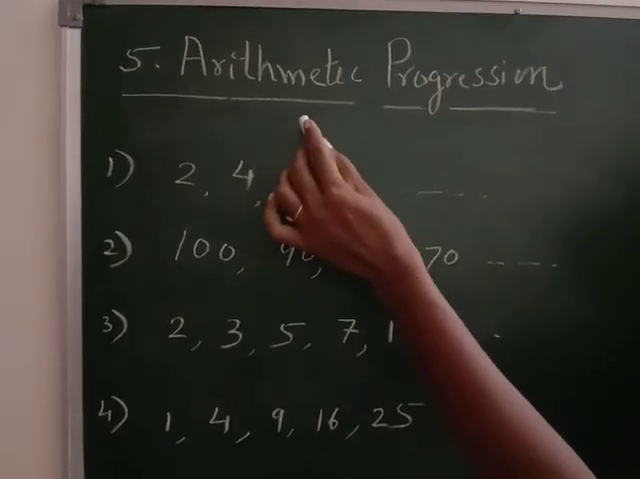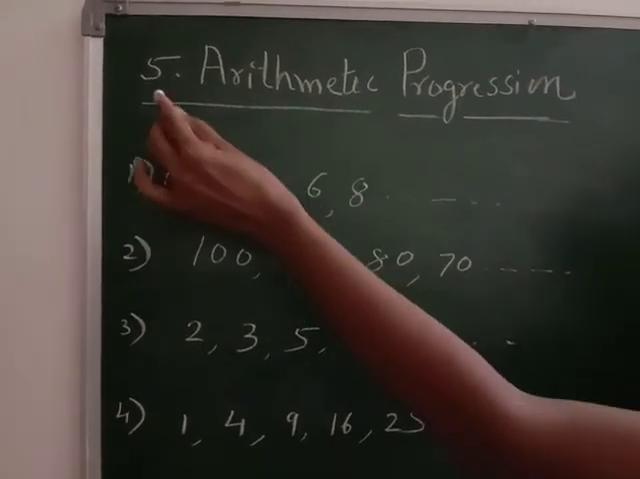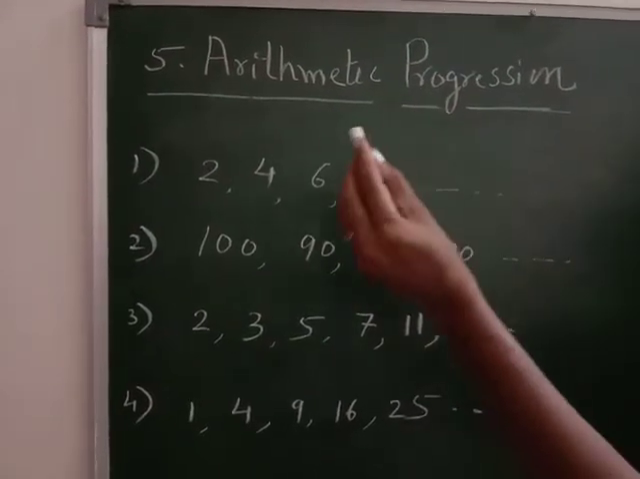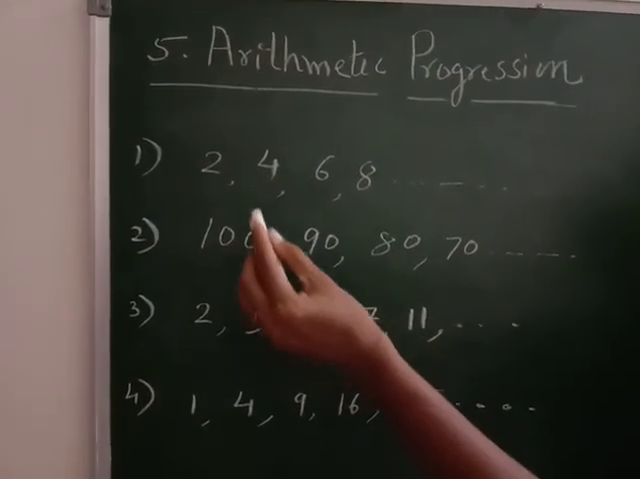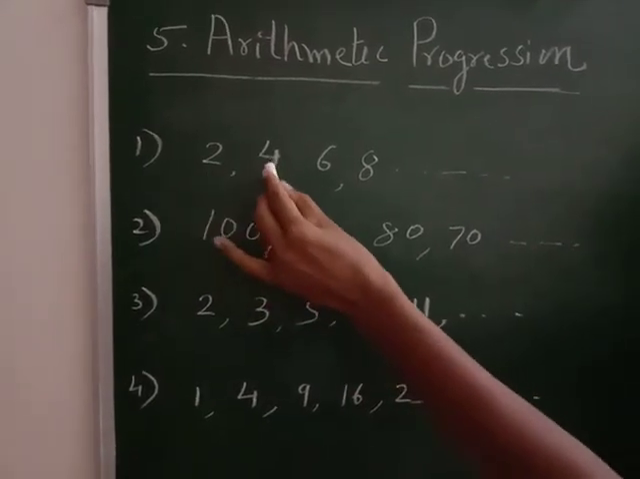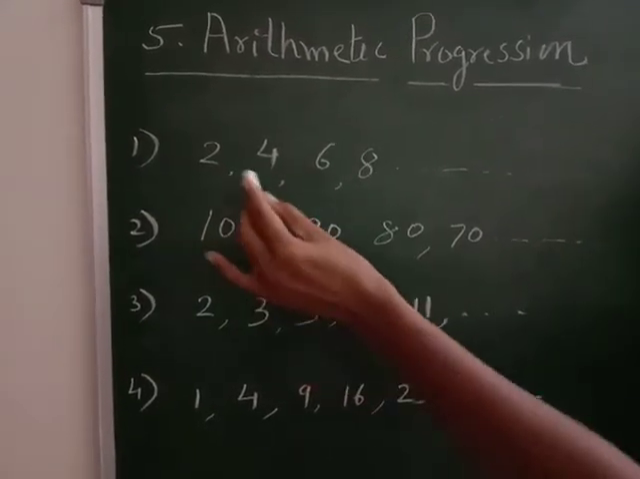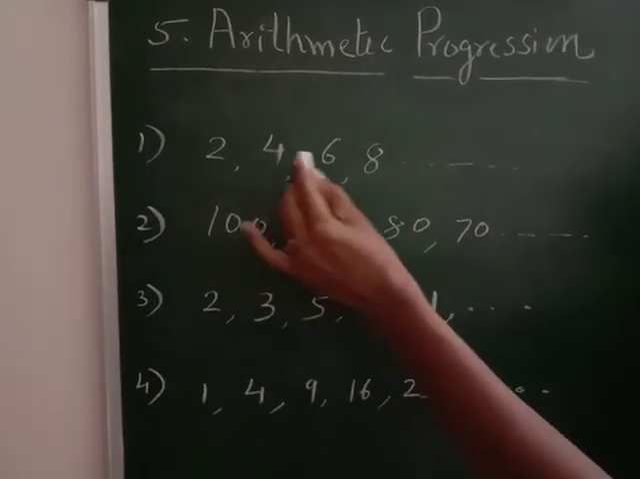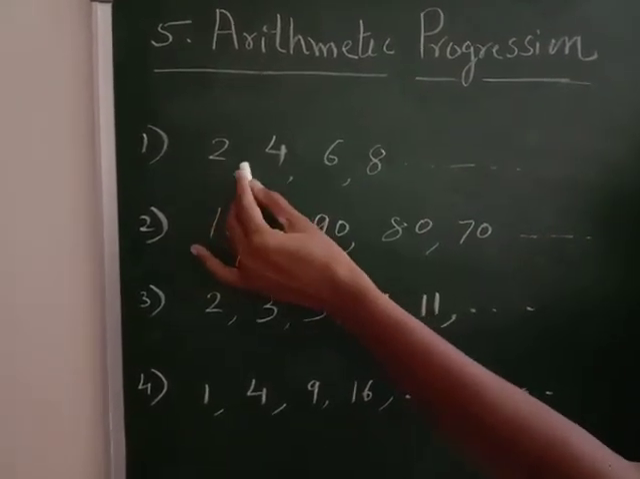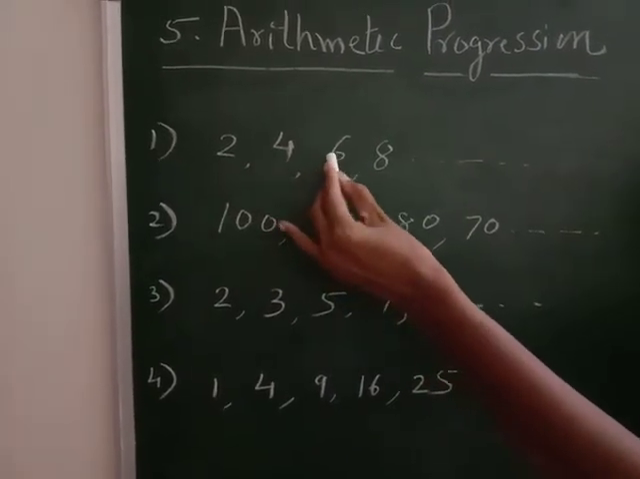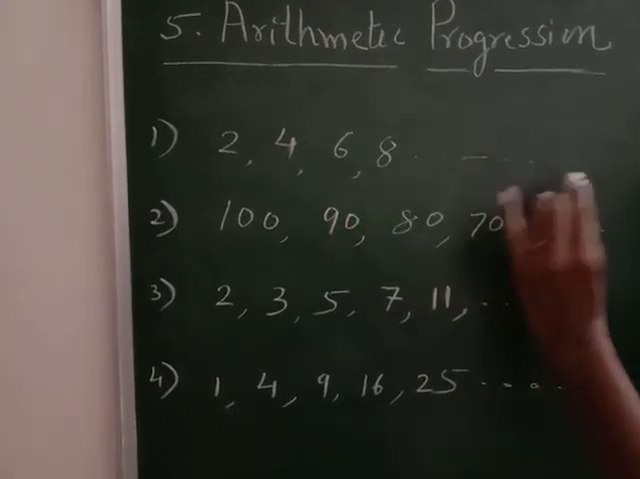Students, today we are going to start the new chapter, Chapter 5, Arithmetic Progression. Now, first of all, see the list of all these numbers: 2, 4, 6, 8. They are all arranged in a particular pattern. Here all these are even numbers and they are increasing by 2. So 2 plus 2 is 4, 4 plus 2 is 6, 6 plus 2 is 8, and so on.